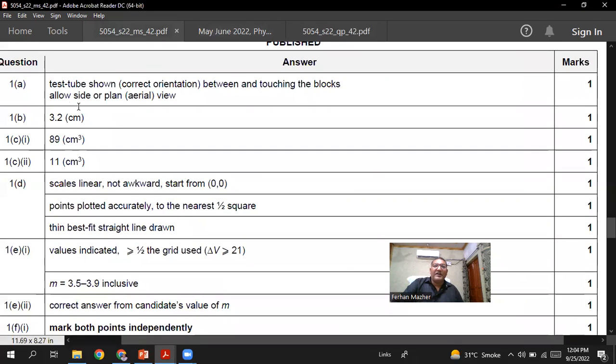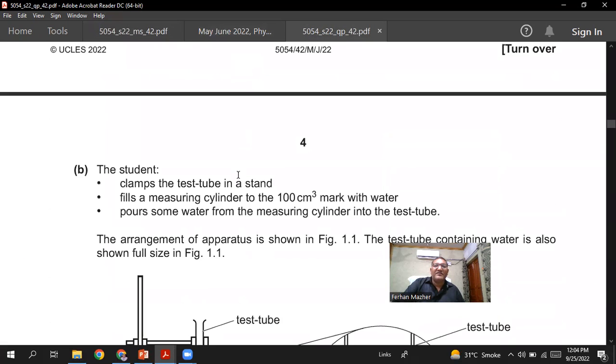So this is A part. I think you can see the marking scheme. Okay, so we are going to the next question.